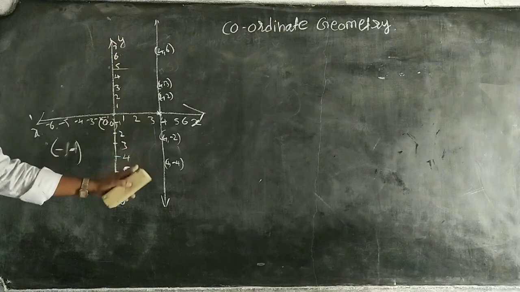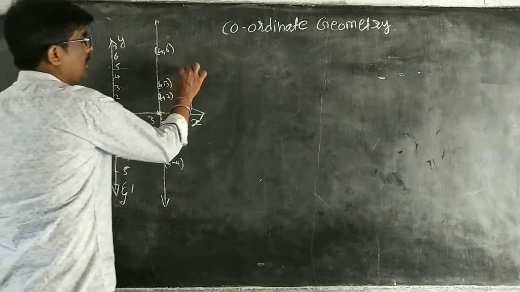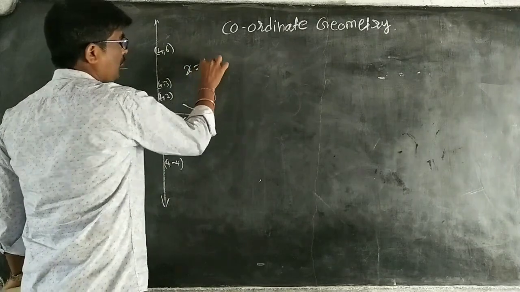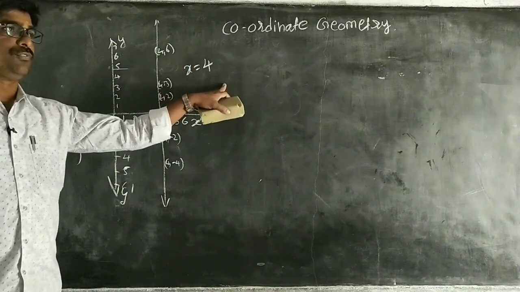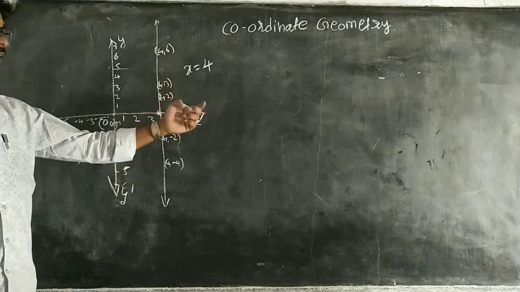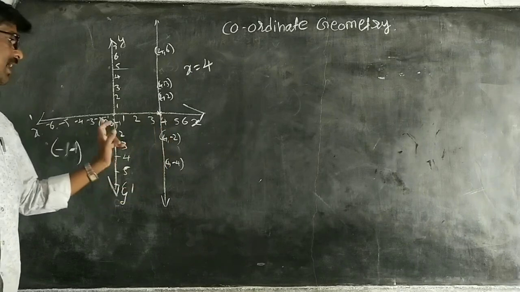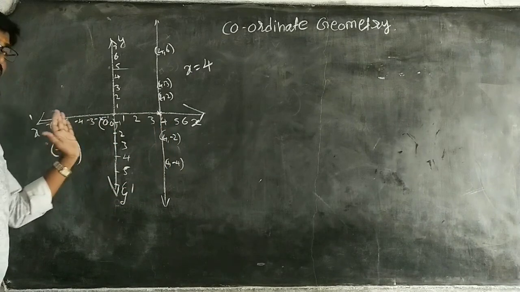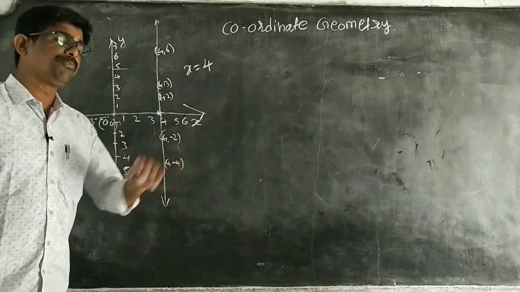So in general, this line represents x is equal to 4. That means the line x is equal to 4 is parallel to the y axis. It is parallel to the y axis, at a distance of how many units? 4 units from the y axis.